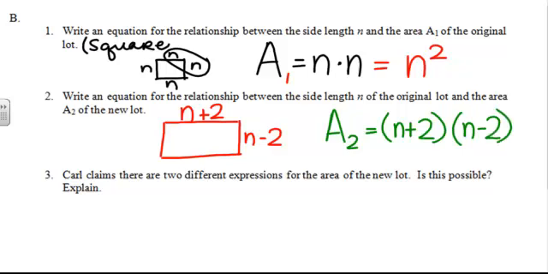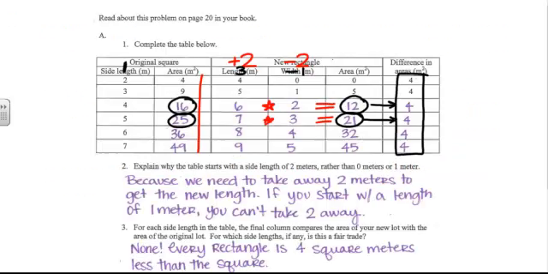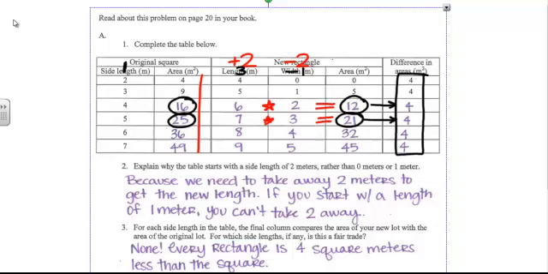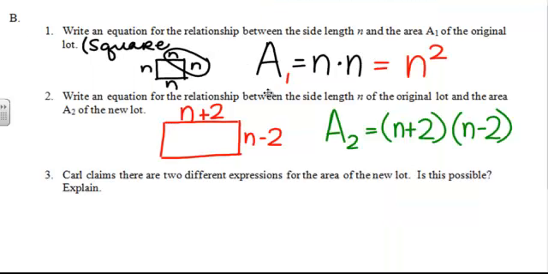And I can give you any n, so we could go back to our table, and let's say we wanted to look at the side length of 6. We know we're going to end up with a length of 8 and a width of 4 in our new rectangle. So if we were to plug in 6, we'd have 6 plus 2, which gives us that 8, times 6 minus 2, which gives us the 4, and that's how we can end up with the 8 times 4 that we had, or 32.